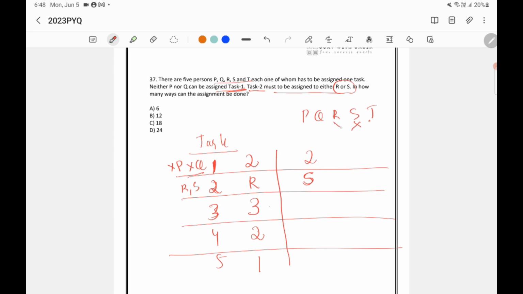Now assume that I have chosen R here. For the third task I can choose P, Q or T. So 3 possibilities are there. Let's assume that I choose P, so P is gone. Now for task 4 I can choose either Q or T, so 2 possibilities, and here 1 possibility. So if I multiply 2 into 3, 6, into 2, 12, into 1, 12. So 12 possibilities are there such that task 2 is assigned to R and 12 possibilities such that task 2 is assigned to S. So total is 12 plus 12, 24. So option D is the right answer.